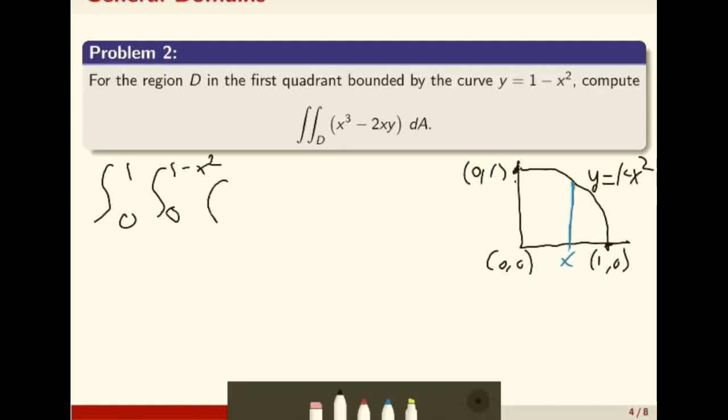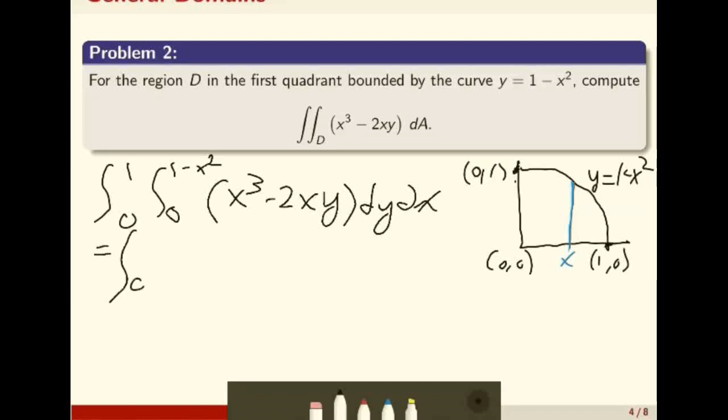Our function is as it was given. Here we are doing our integral in y on the inside and x on the outside, and we can start integrating. We can do these integrals now.